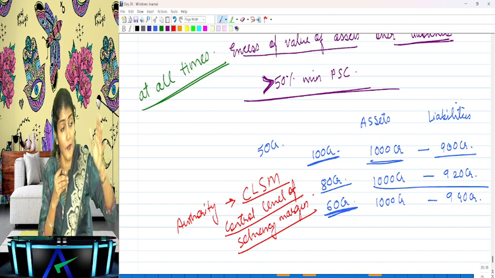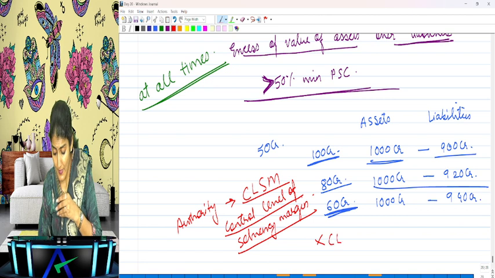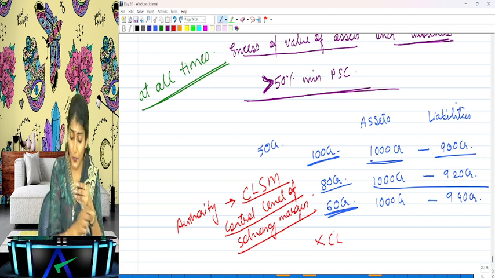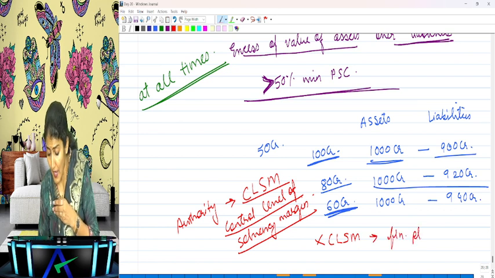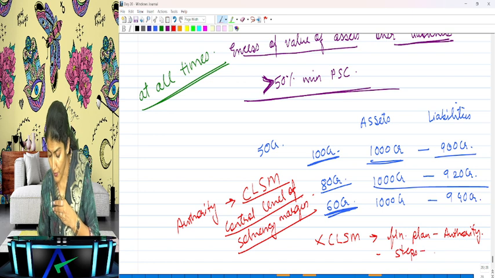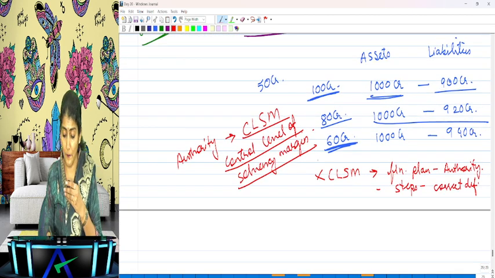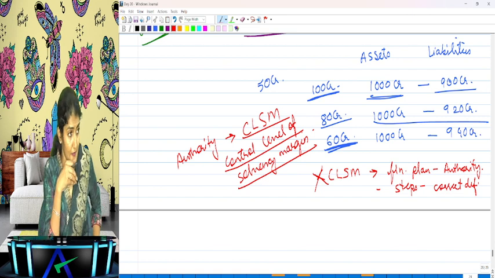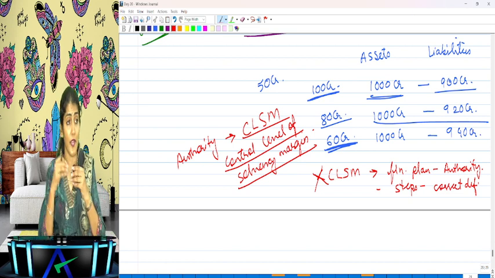over there. So if at any point of time an insurance company is not able to maintain the CLSM, not the SM, they are not able to maintain the CLSM, they have to submit a financial plan to the IRDA authority. Okay, what are the steps being taken by them to correct the deficiency? What are the steps they are taking in order to correct the deficiency? Are you understanding that? If the insurance company is not able to maintain the CLSM, they have to submit a financial plan to the authorities saying what steps they are taking to correct the deficiency.